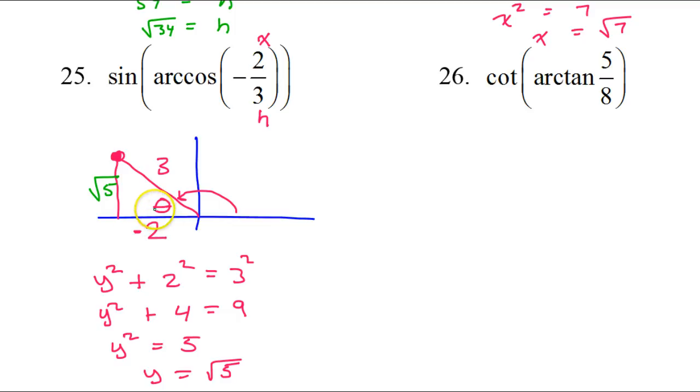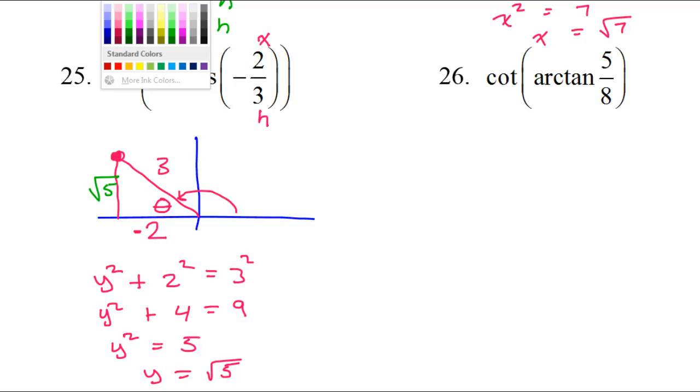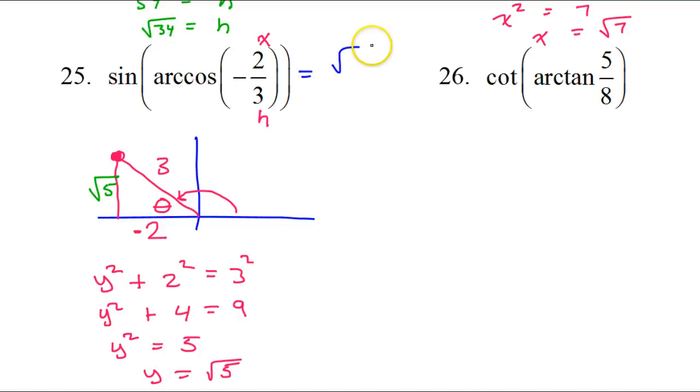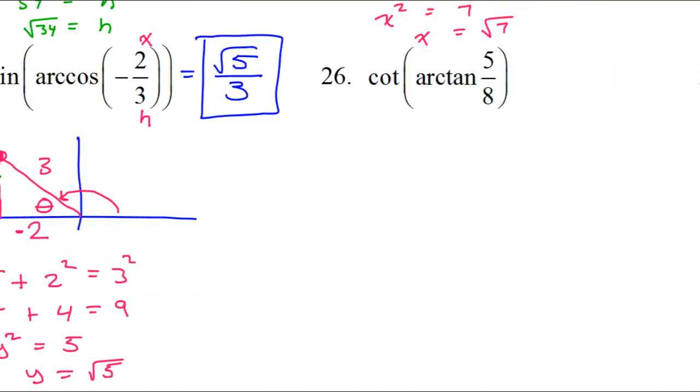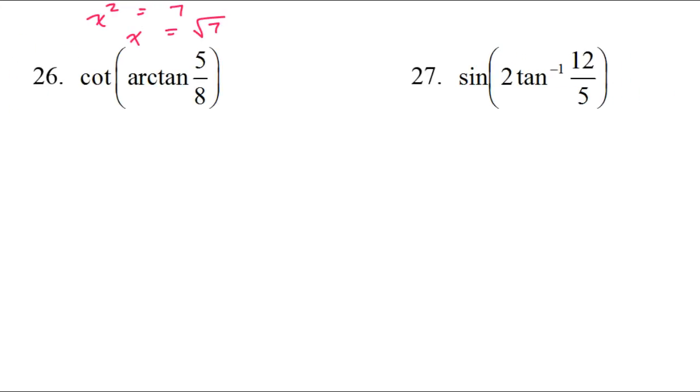Now, I don't need to know what this angle is to find the sine of the angle. So the sine of this angle is going to be opposite over hypotenuse. So that's going to be radical 5 over 3. All right, so that's going to be the answer to number 25. Okay, let's look at number 26.